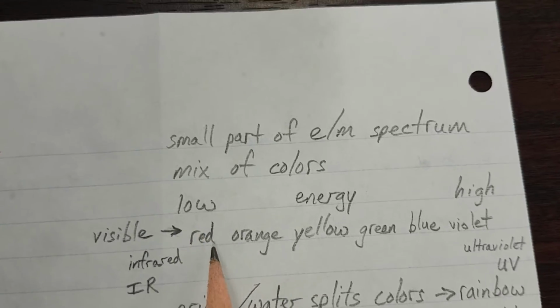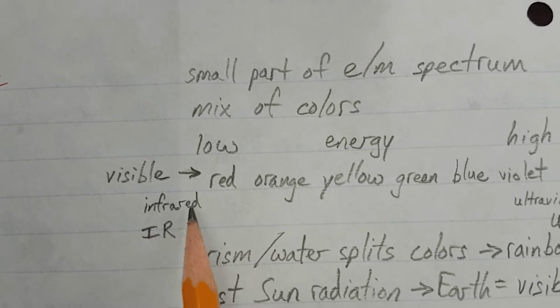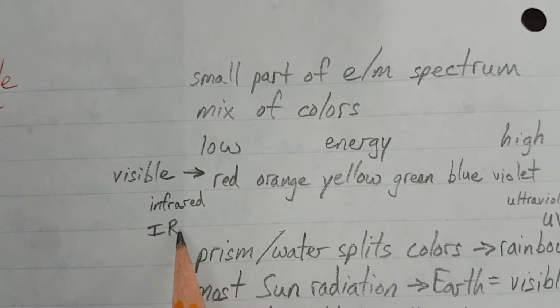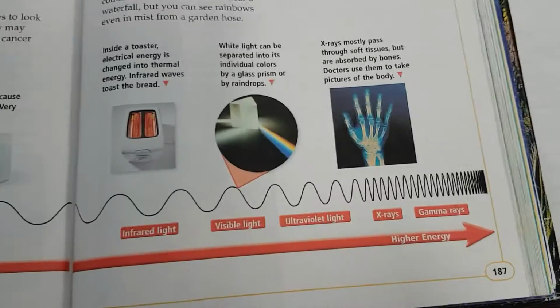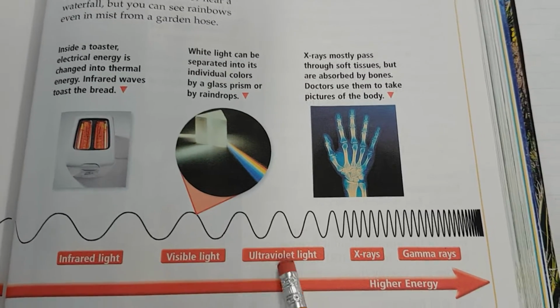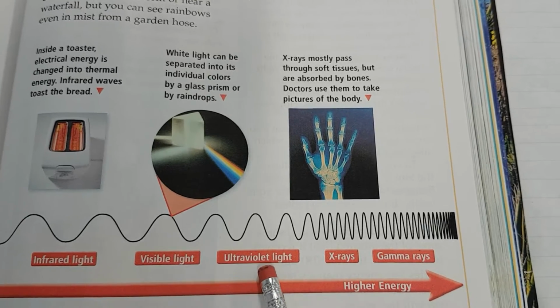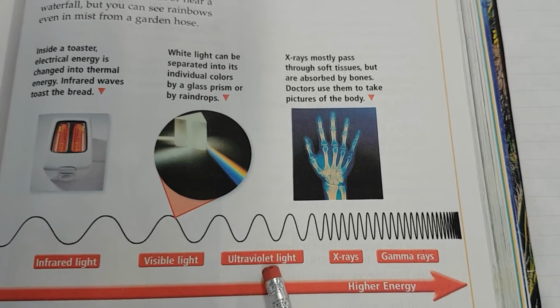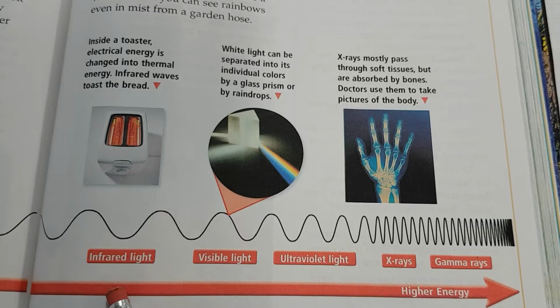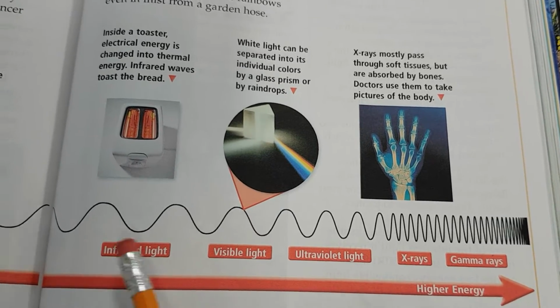Down here on the low end, past red is the infrared, or IR. Just like on this spectrum, you have all your visible light. Past the violet is the ultraviolet. That's the kind of energy that makes you get a sunburn if you stand out in the sun too long. On the low energy side, past the red is the infrared.